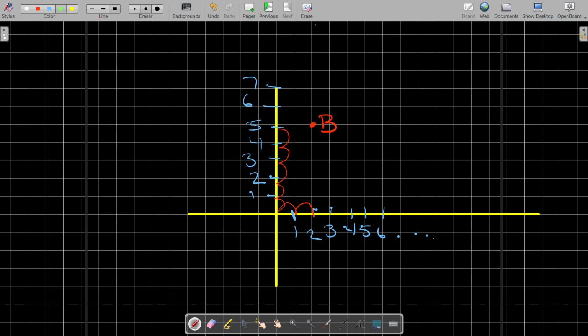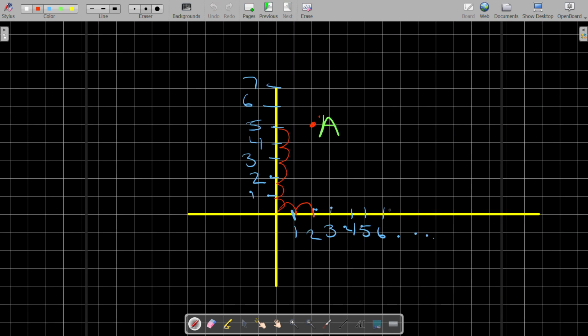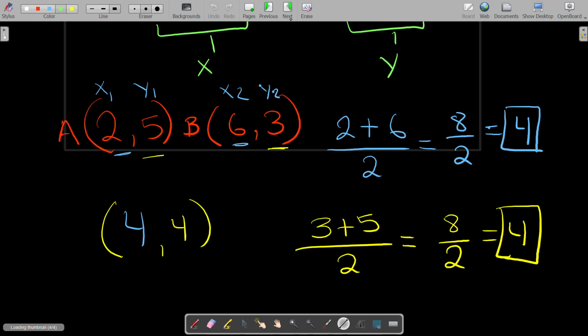Sorry, that would be point A. Then point B is (6, 3). So 6 to the right, and then 3 up. That's right there, and that would be point B. If we connect the two, that would give us our segment right there.